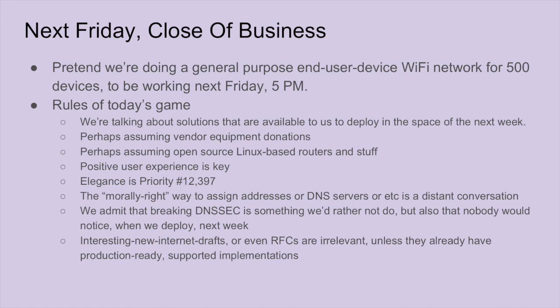Okay, so the game we're playing is we can't sit on the IETF mailing list and discuss this for 6 more months or 18 more months or whatever. The deal is, the boss says, we're doing a general purpose end user device Wi-Fi network for 500 devices to be working by next Friday at 5 p.m. And I suggest we get it working by Thursday, because doing anything on Friday at 5 p.m. is a bad idea because you're going to be there Saturday. We're talking about solutions that are available for us to deploy in the space of the next week. Perhaps assuming vendor equipment donations, because there's not enough time to buy a router. Perhaps assuming open source Linux-based routers and such.